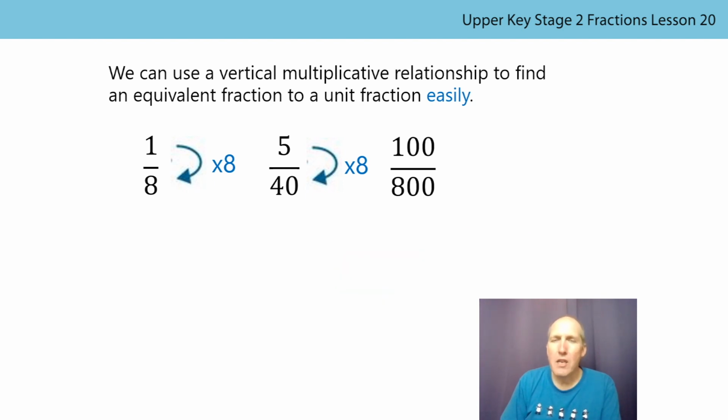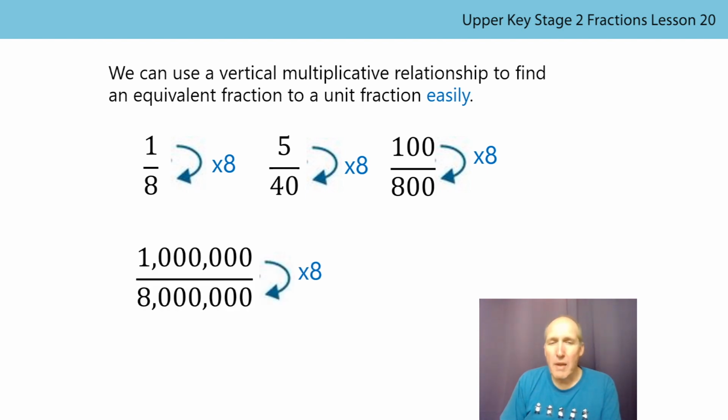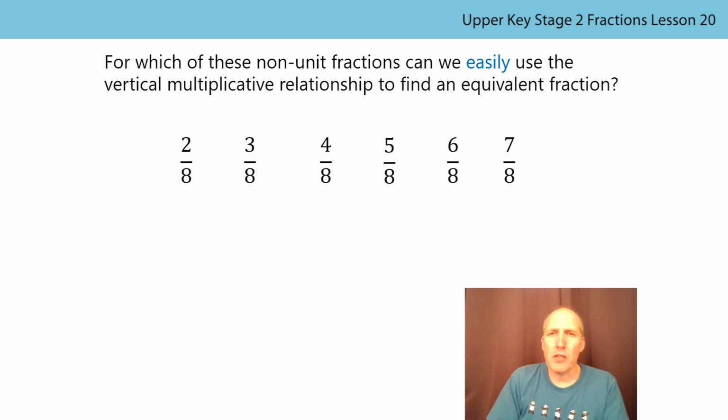I could have a numerator of 100. 100 multiplied by 8 is 800. 1/8 of 800 is 100. I could have a numerator of 1 million. 1 million multiplied by 8 is 8 million. 1 million, 8 millionths. All these fractions are equivalent to 1/8. For which of these non-unit fractions can we easily use the vertical multiplicative relationship to find an equivalent fraction? Pause the video for some thinking time.